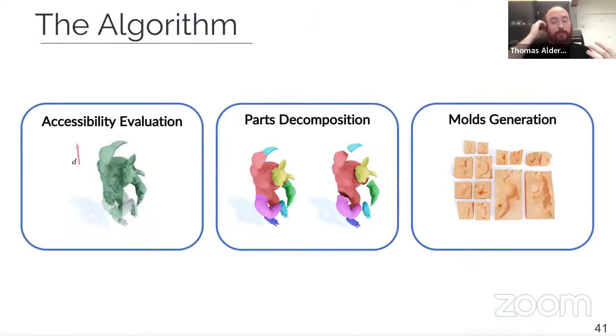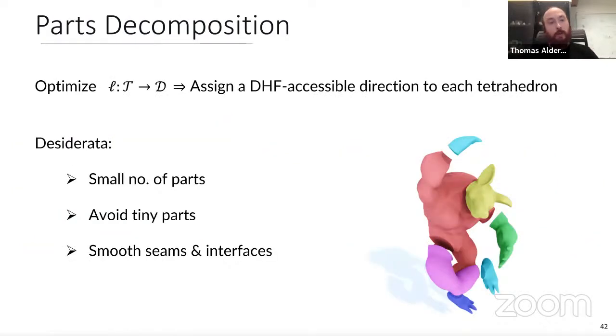The algorithm we define works in three steps. The first step is the evaluation of the DHF accessibility property for a set of candidate parting directions and for each volumetric element of your shape. Then the second step uses this information to optimize a volume decomposition of the object into parts that are guaranteed to be a double height field. And finally, the third step is the automatic generation of the 3D geometry of the required molds for each of these double height field parts. So let's have a look at the second and third step now.